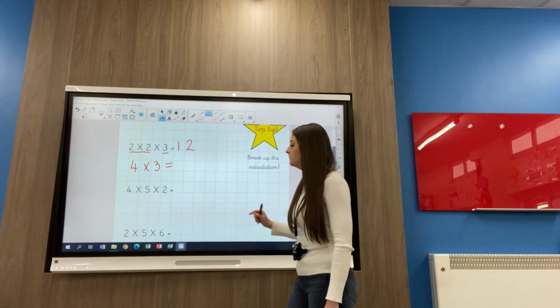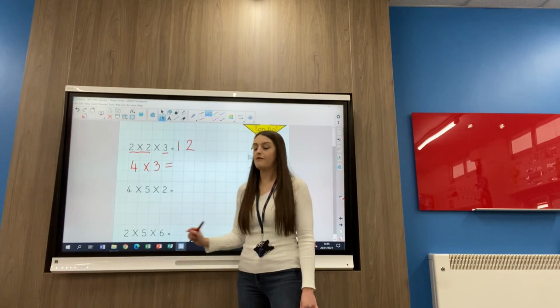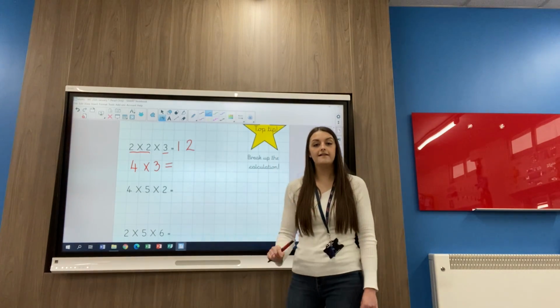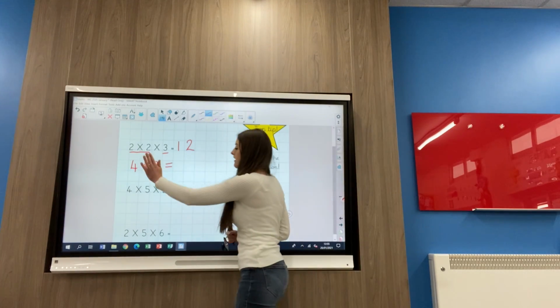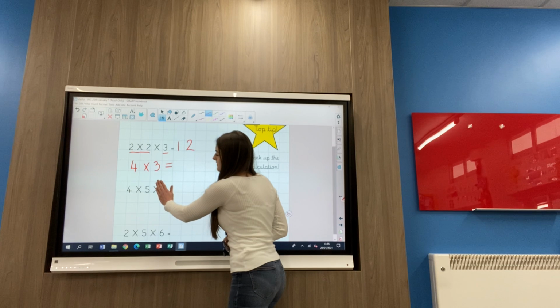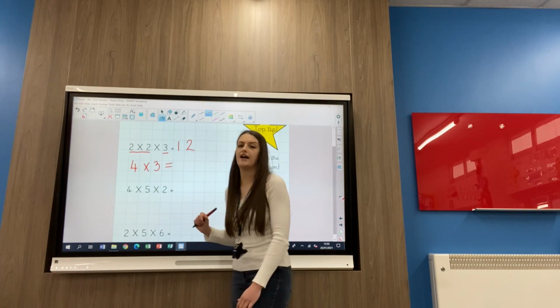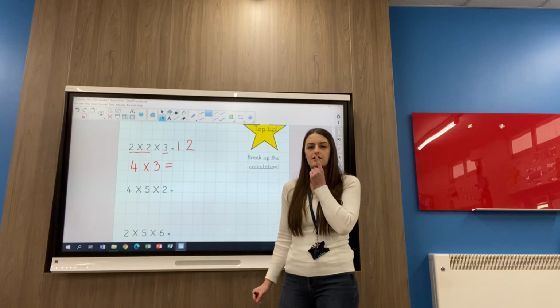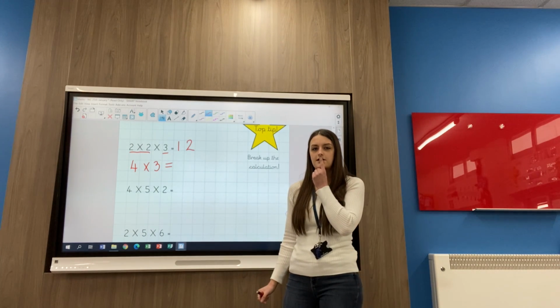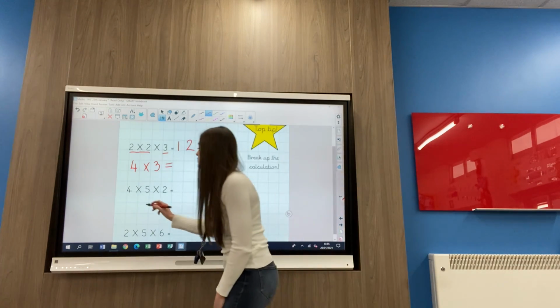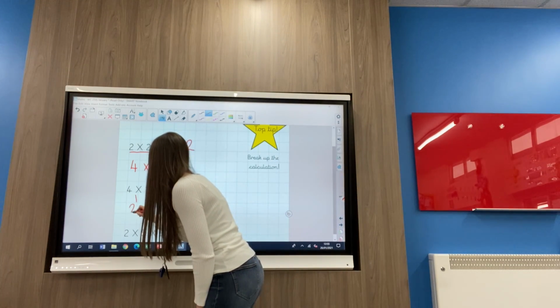Same again, we've got our 3 one-digit numbers. I've got 4 times 5 times 2. I'm going to break that calculation up. I'm going to cover over the times 2 at the end, and I'm going to start off by working out 4 times 5. Ooh, what do you think 4 times 5 is? Counting your 5s. If you got 20, well done. So I know 4 times 5 is 20.